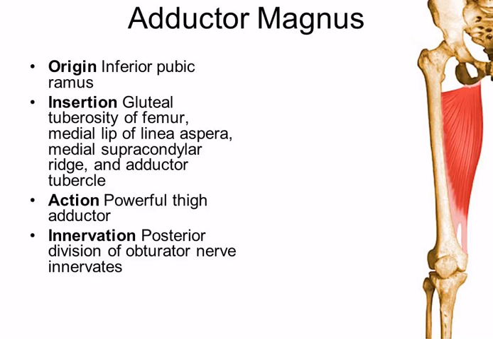Adductor magnus. Origin: inferior pubic ramus. Insertion: gluteal tuberosity of femur, medial lip of linea aspera, medial supracondylar ridge, and adductor tubercle. Action: powerful thigh adductor. Innervation: posterior division of obturator nerve.